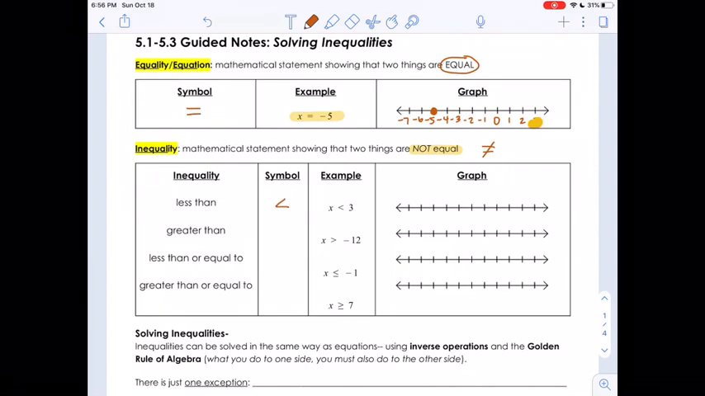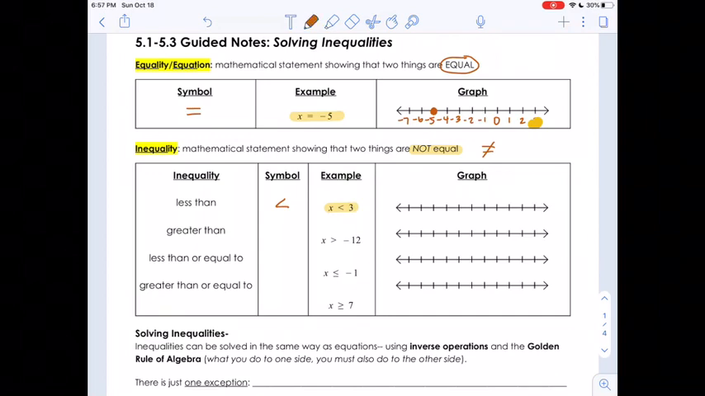You can think of it as an L, just a little bit squished down. It's like an L shape, but squished down. That's the direction that it faces. An example of a less than inequality would be saying that x is less than 3.